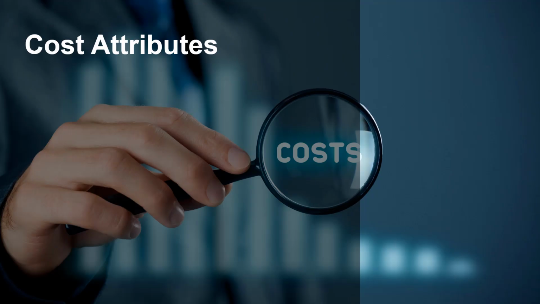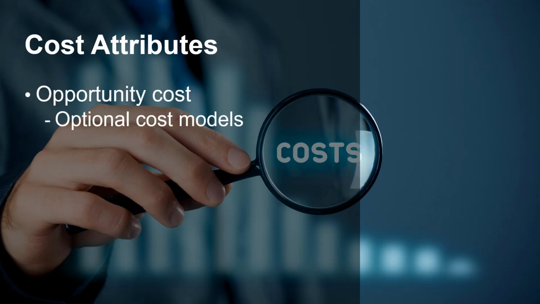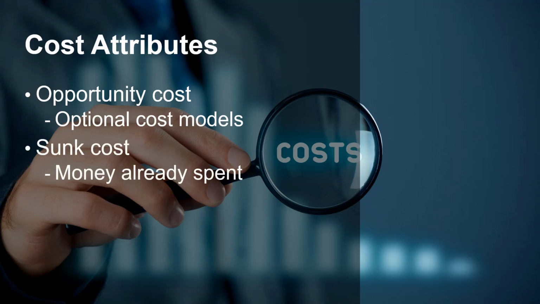Using the data from the data center example, we can now talk about the cost attributes, starting with opportunity cost and sunk cost. Opportunity cost refers to the missed value of other options, and sunk cost refers to money already spent. These two attributes describe a type of past or future cost and lump all the cost types together, regardless of whether they are direct or indirect, variable or fixed.